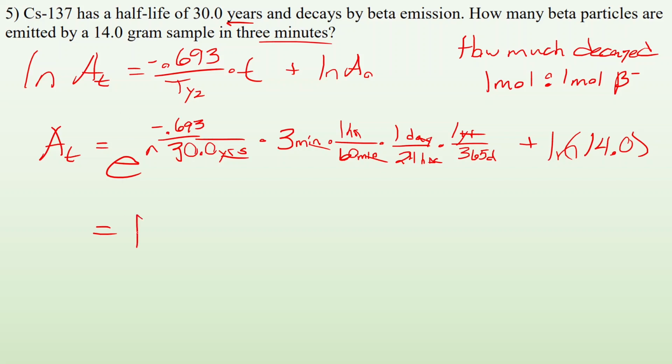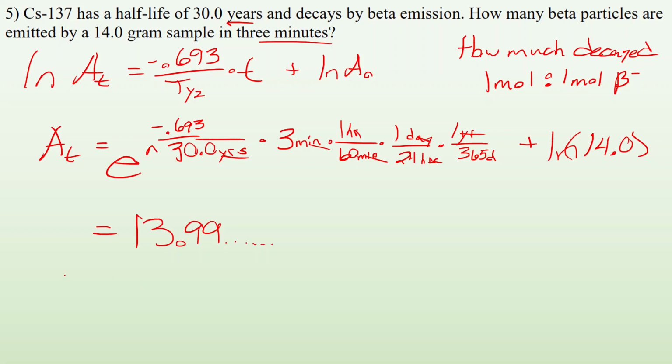13.9999, a bunch of other digits. It's almost 14 because if the half-life is 30 years, 3 minutes goes by, not a whole lot has decayed. So I'm not going to bother writing all that out, but I am going to use that value as it is in the next step.